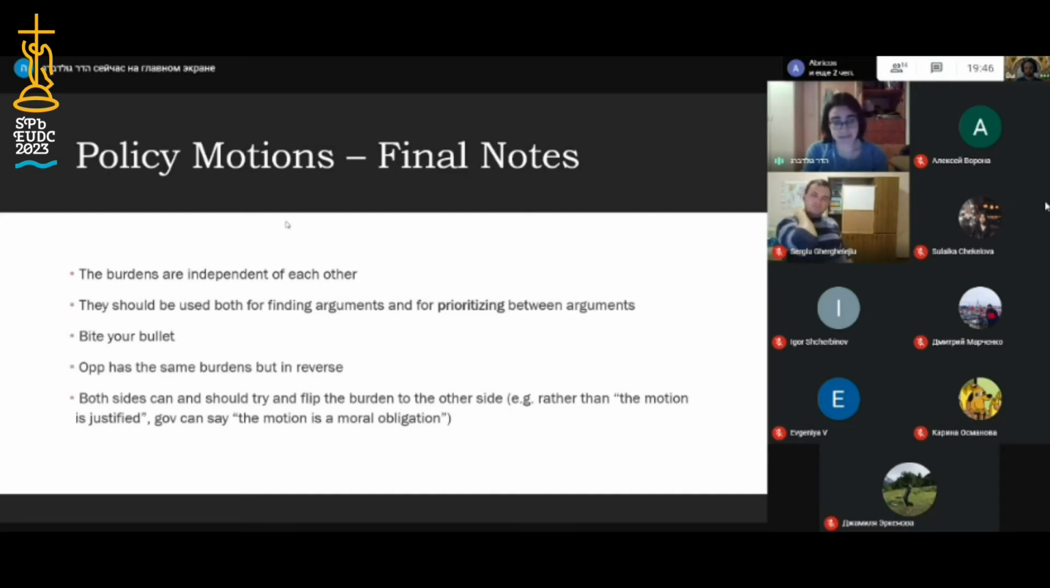Lastly, because these burdens exist on both sides, teams can and should try and flip the burdens to the other side, frame their arguments in a way that shows the other side has a burden. So the classic example is when I'm government and I want to talk about a justification clash, I will not say the motion is justified because this is mitigatory. This is not proving that we should accept it. This is just showing that it is not terrible. I would show the motion is a moral obligation. Opposition has the burden to prove that it is just.